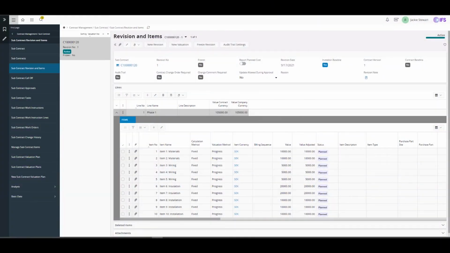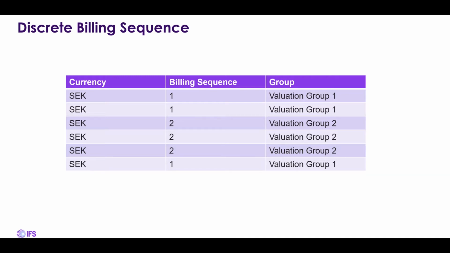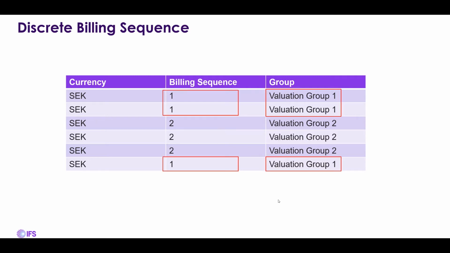For that, we have an item-level attribute called billing sequence. A billing sequence is a numerical value that can be used to group items of a subcontract when creating valuations, where the items with the same sequence will be used to create a unique valuation by grouping them together.